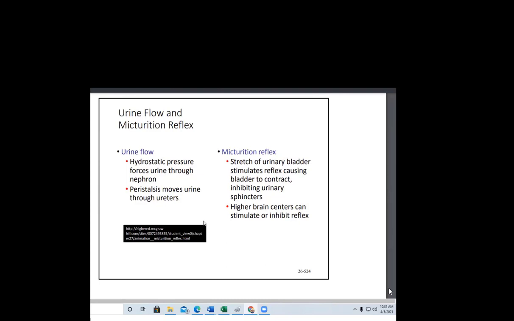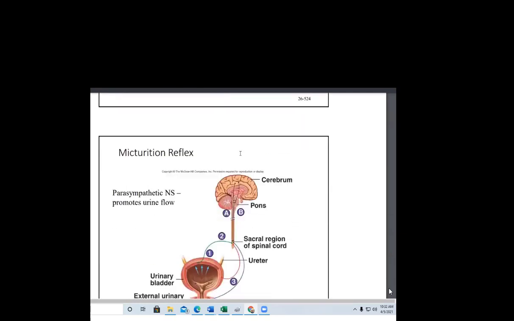But the reflex that controls that is called the Micturition Reflex. Urine flows from the kidneys to the bladder by peristalsis, and it's hydrostatic pressure that keeps things moving through the urine or the tubules. When you think of this reflex, your bladder is starting to fill with urine, and as it fills to a certain level, it starts to stretch. There are stretch receptors on the inside of the bladder wall that cause it to contract.